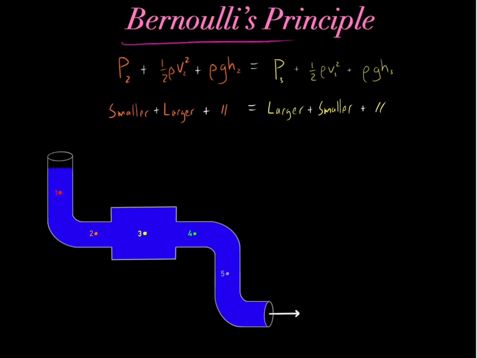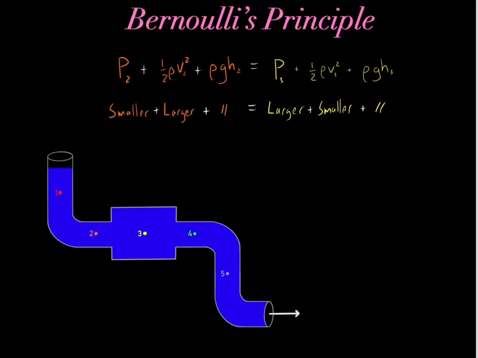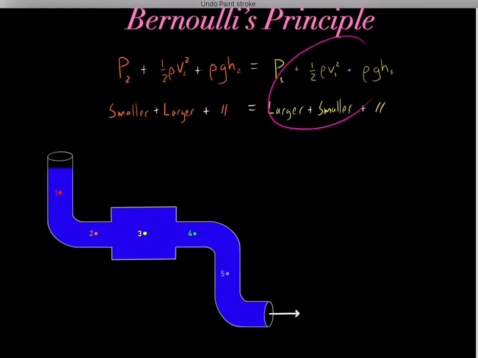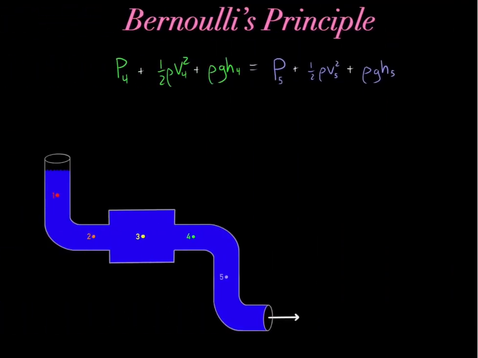And we know the essence of Bernoulli's principle is if you were to take one point and find the total energy, it would have to equal the total energy at any other given point. So therefore, we were able to infer that the pressure at point 3 has to be larger than the pressure at point 2 because that's the only way for these two energies to equal each other. However, let's try another example.